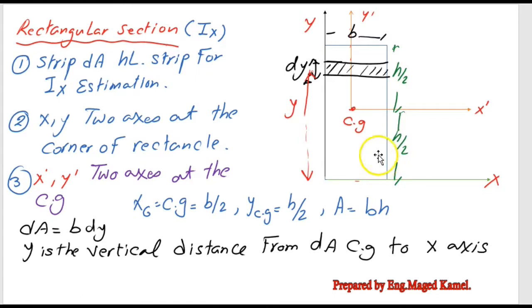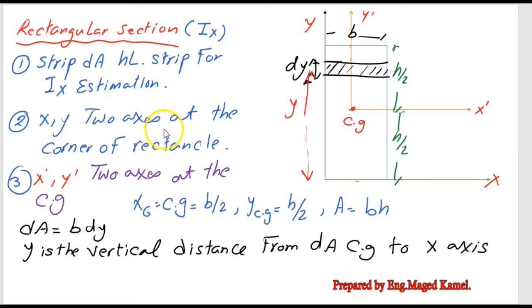In order to estimate the Ix, as we saw before, we are going to draw a rectangular strip. The width of that strip is equal to the breadth of the rectangle, which is b, while the height will be equal to dy. And y is the vertical distance from the CG of that strip to our external x-axis. This is the first step: strip dA, which is a horizontal strip for Ix estimation.